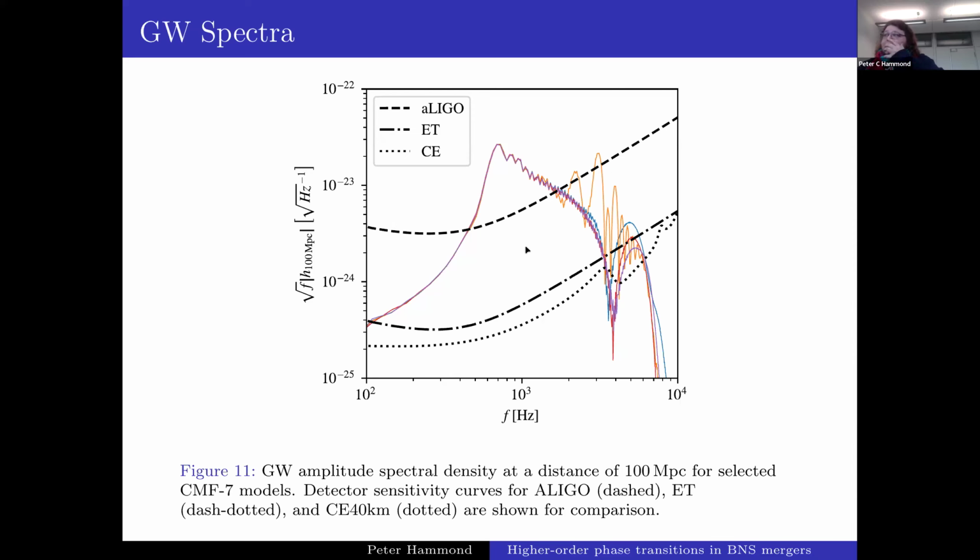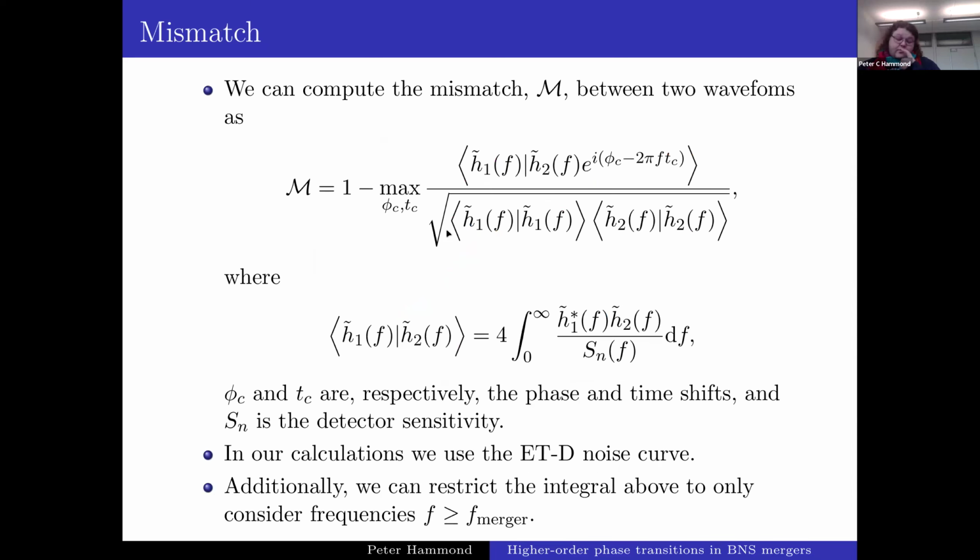And on this plot as well, I have the noise curves for A LIGO, ET, and a Cosmic Explorer model. What you can see here is that you might just be able to see the post-merger for this one if it was close enough, but probably not. But with these future detectors, we should definitely be able to see the difference between these different models.